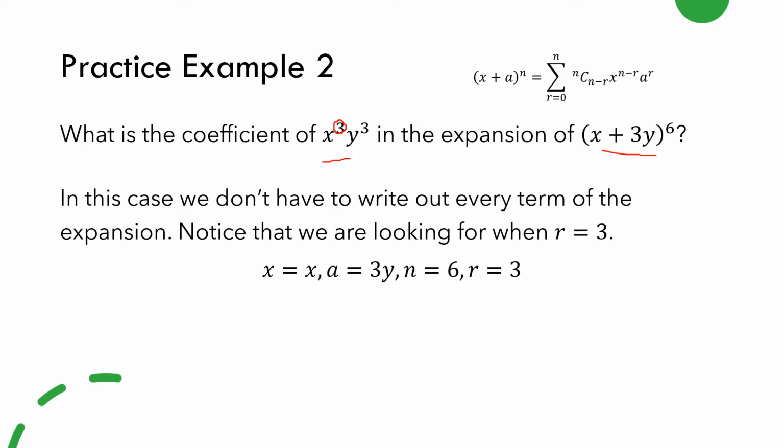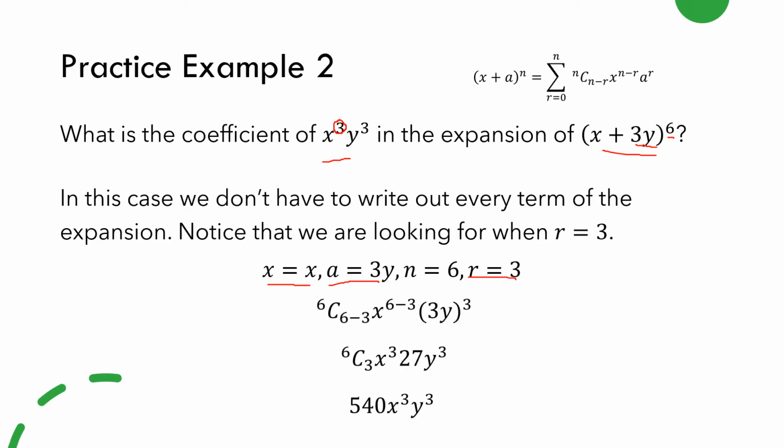So we write it out. x equals x again in this case, but this time a is actually 3y. So the second term here is 3y. n is 6 because we're raising it to the 6th power, and then r here is 3. That's the only one we're interested in. So we're not going to write the whole expansion. We're only going to write when r equals 3.